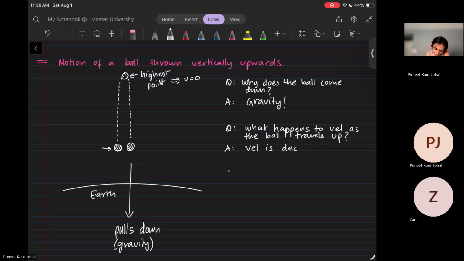Now, when velocity is decreasing, what does that mean for acceleration? Do you think there is some acceleration, no acceleration, just two options? Is there any acceleration? Now think back to the lesson we did the other day. When is there no acceleration? When is acceleration zero?